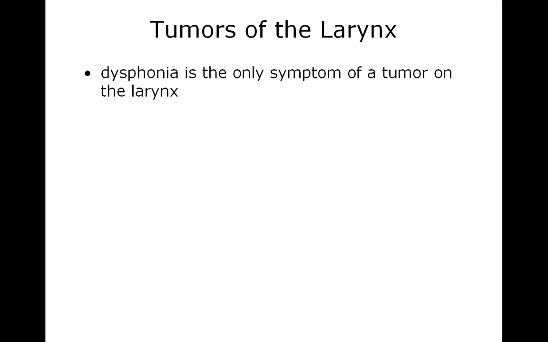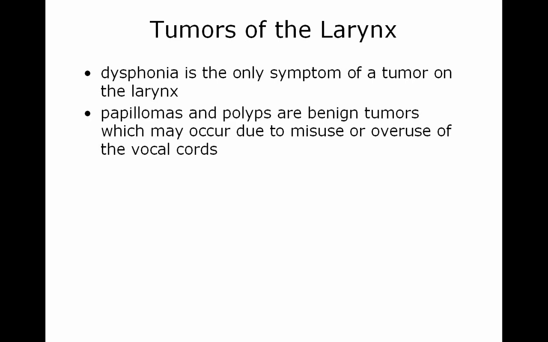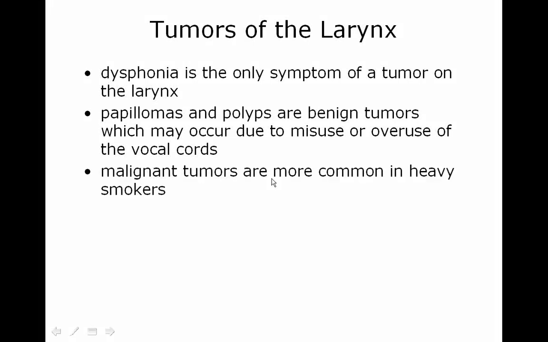There's a great picture in the book showing the comparison between a normal larynx, the true vocal cords, and abnormal vocal cords that have a polyp. Now, if it's a polyp, it's benign. The papillomas and polyps are benign tumors which usually occur because of overuse of vocal cords. Singers, for instance, often develop these polyps on their vocal cords. The malignant tumors on the vocal cords are certainly much more common in smokers and also common in people who have been exposed to secondhand smoke in closed quarters, like in an office situation.